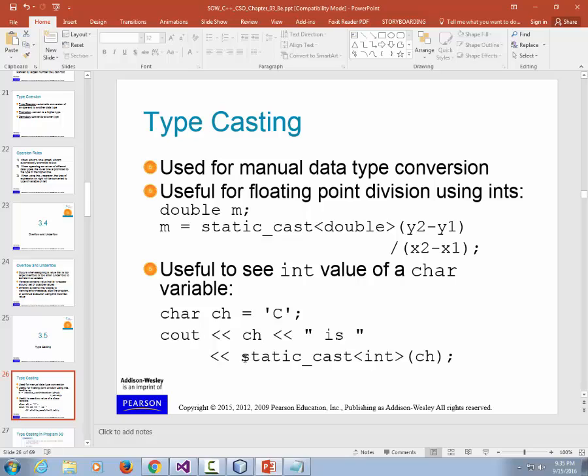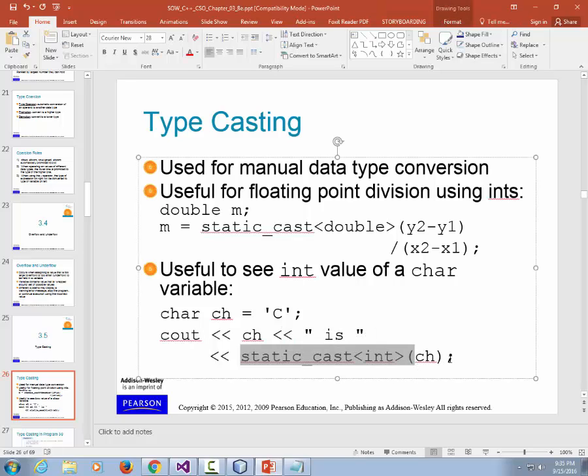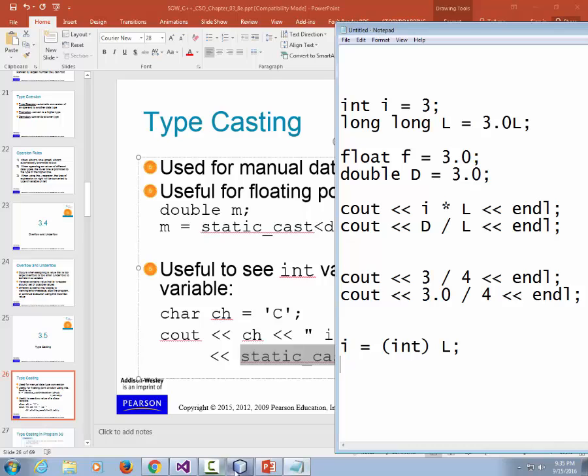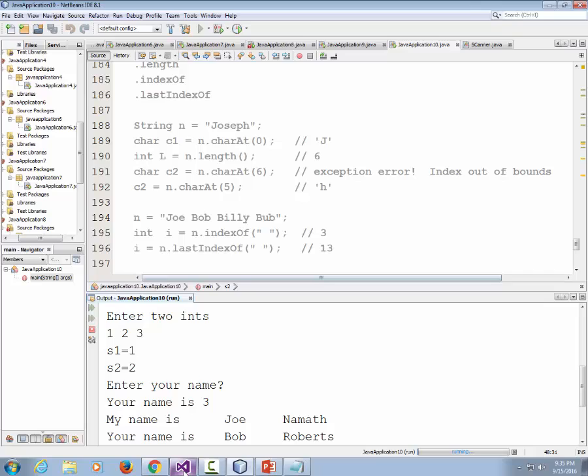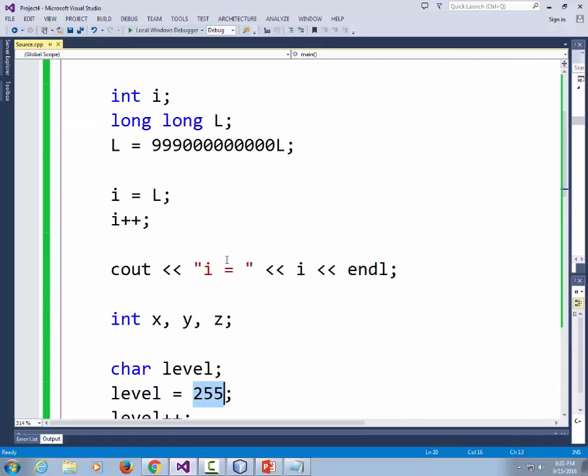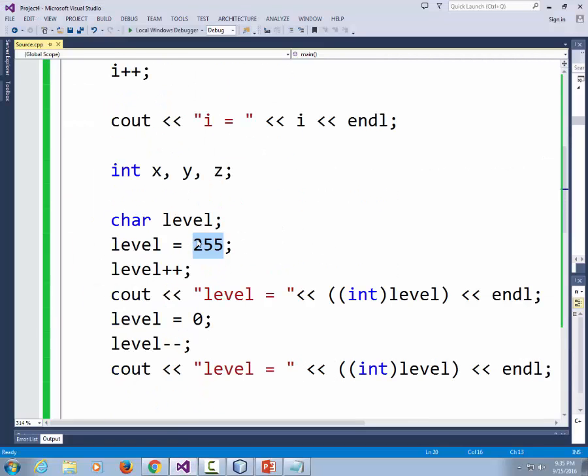Typecasting is when you specify the data type and you want to convert something to another. Here's an example of taking a character data type and turning it into an int so we find the numeric version of that value. My code was actually doing this to some extent, but I used a different syntax for the typecasting. So instead of saying level is equal to 255, I'm going to say level is equal to A. But I want to find out what an A is.